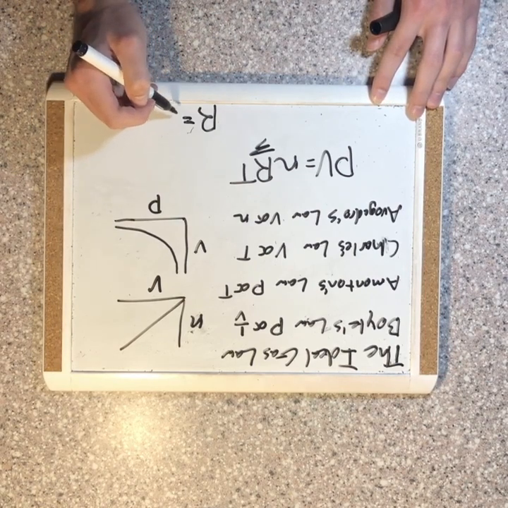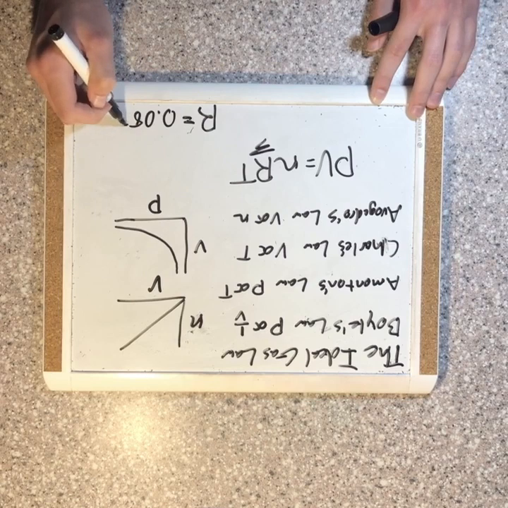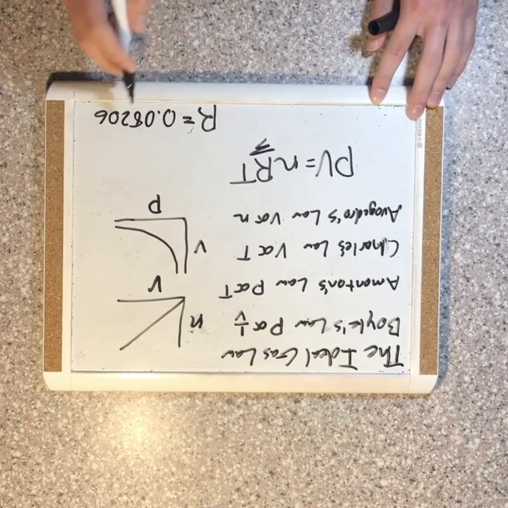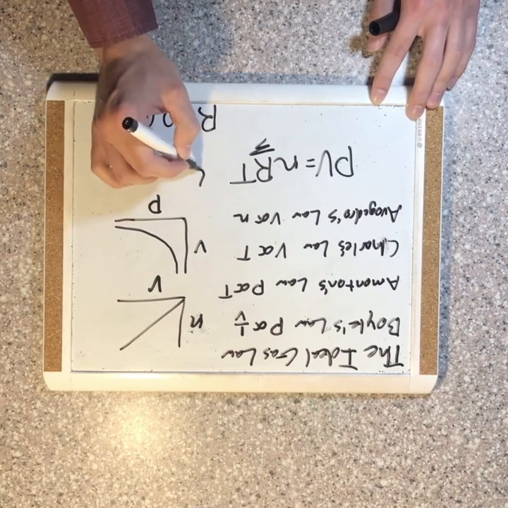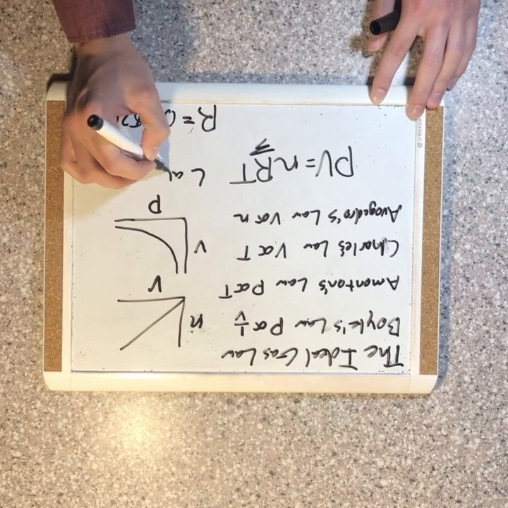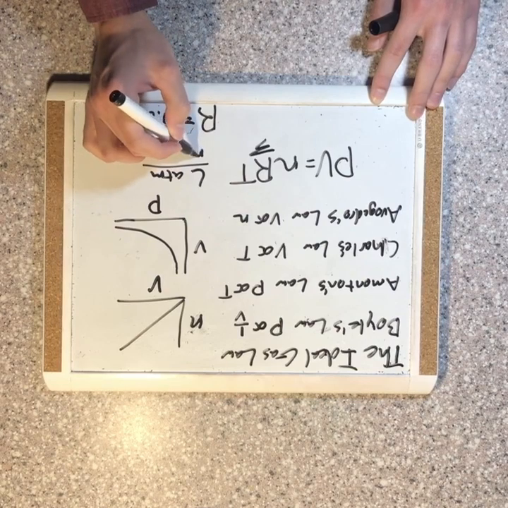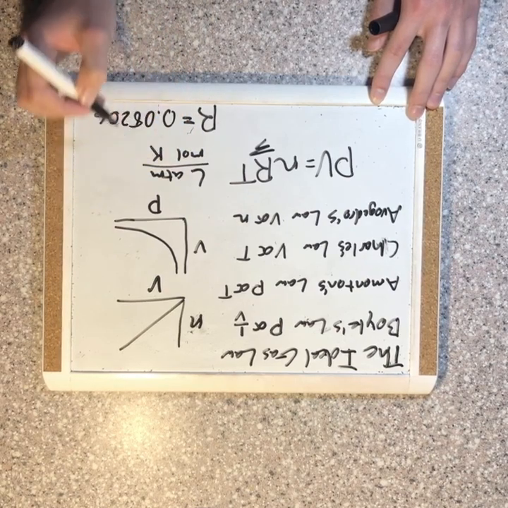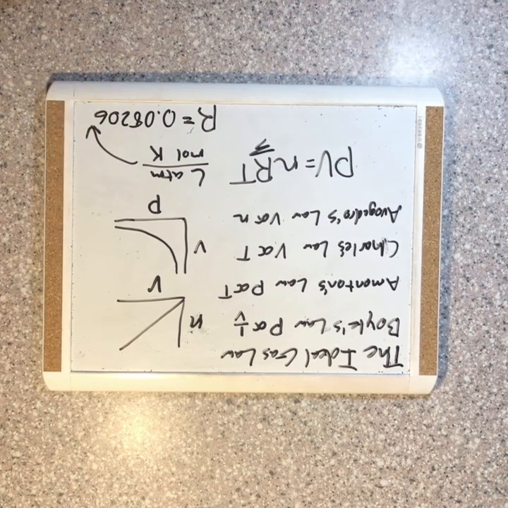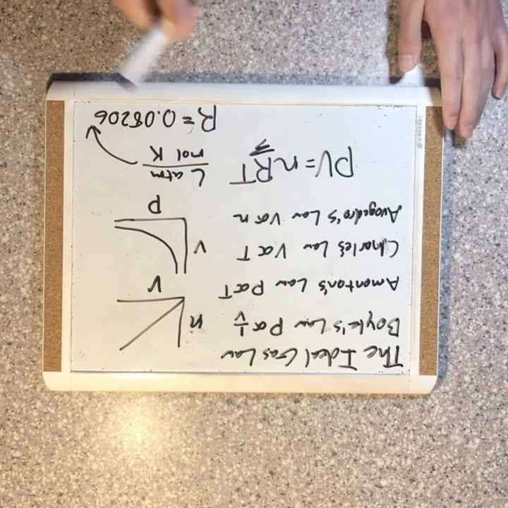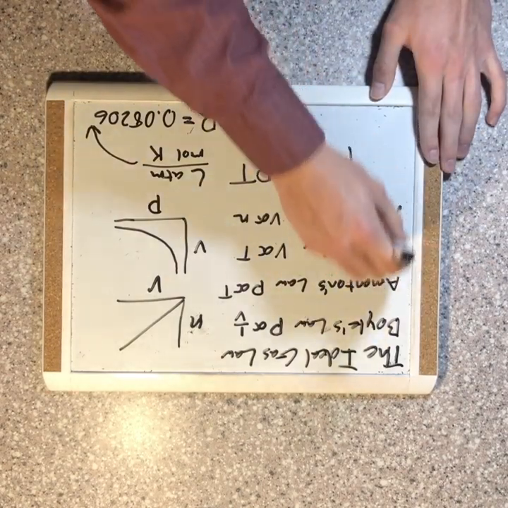So R is equal to 0.08206, and the units for R are a bit daunting. So the units are liters times atmospheres divided by moles times Kelvin. All right, so that's what goes on the end of here as a unit. And like I said, those are all going to cancel for whatever we're solving for. So let's go ahead and get into an example problem.